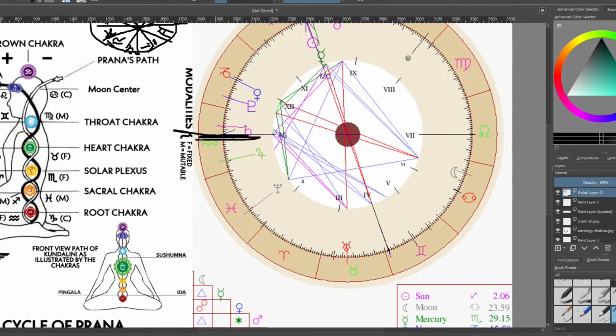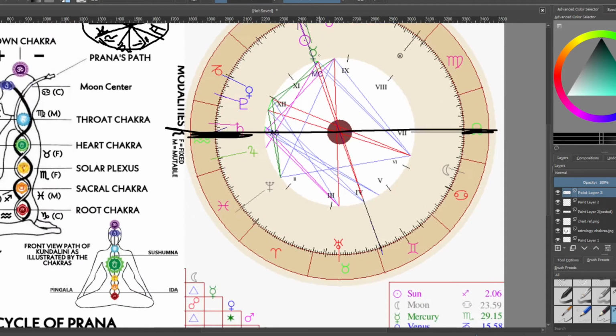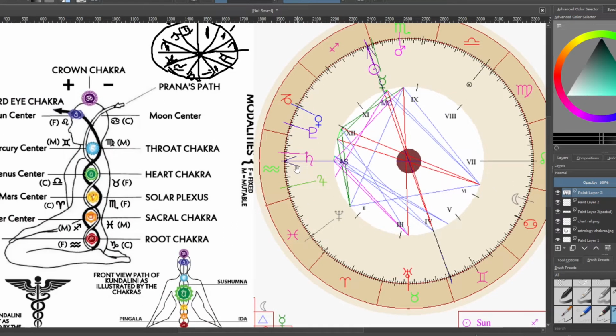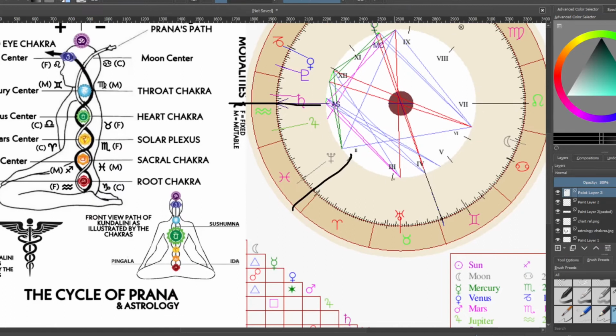This is where the ascendant is. See this? You've got this line here, and you've got the midheaven here. Okay. You need to know the ascendant. Now, on this chart, first house is here, second house is here. So how are we going to do this?